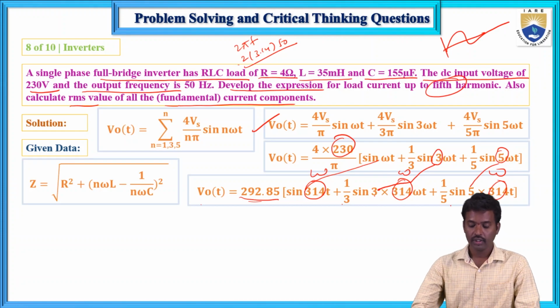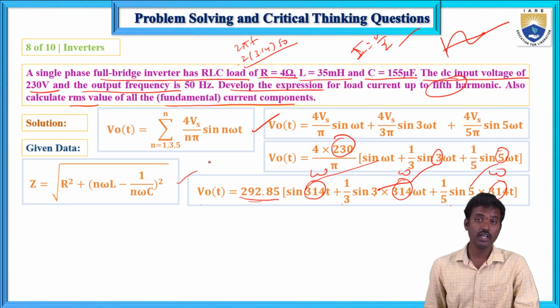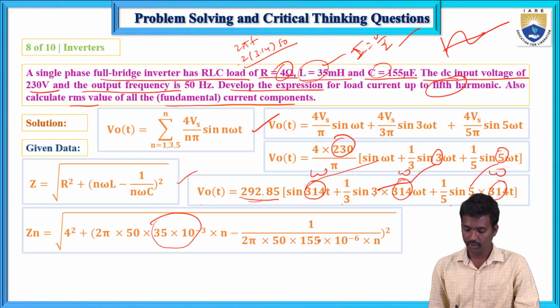Next we need the current. The current equals V by Z. So for that, you calculate the Z value: Z equals the square root of R square plus (n omega L minus 1 by n omega C) square. Here R is 4, omega L is 2 pi f into L, and 1 by n omega C is 1 by 2 pi f C into n.